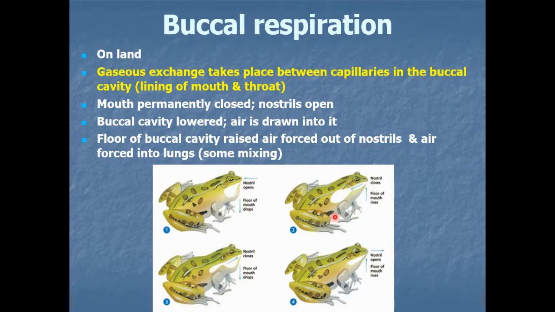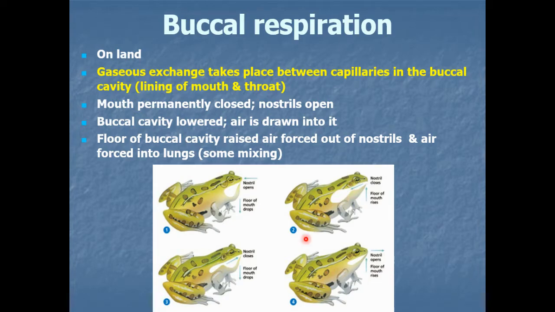Then next what happens? The floor of the mouth rises. Look, it has raised. So nostril is still closed, mouth is still closed. So what happens? The air is retained in the floor of mouth for some time. Exchange of gases takes place, and some air, that is around 20% of the air, is forced into the lungs.